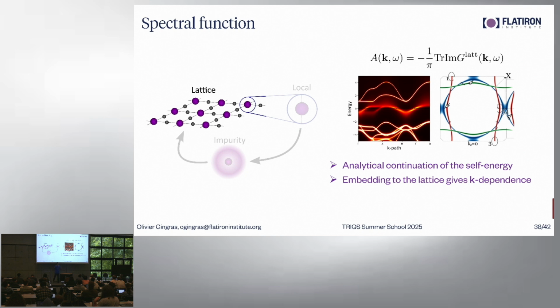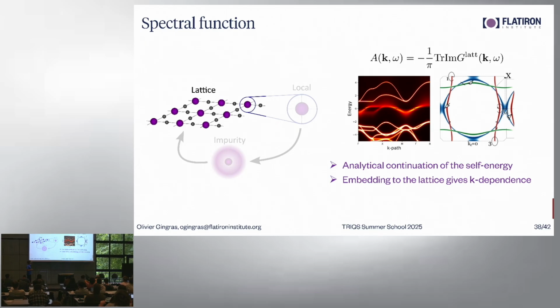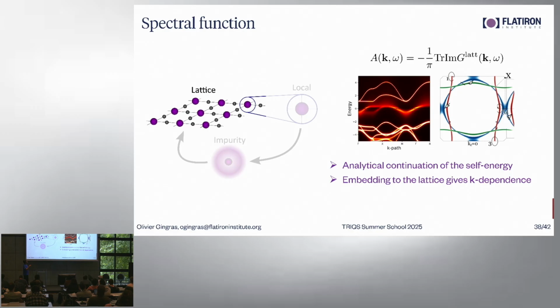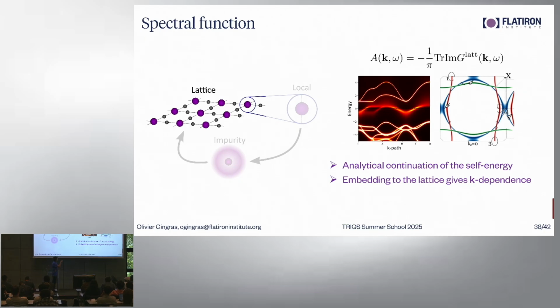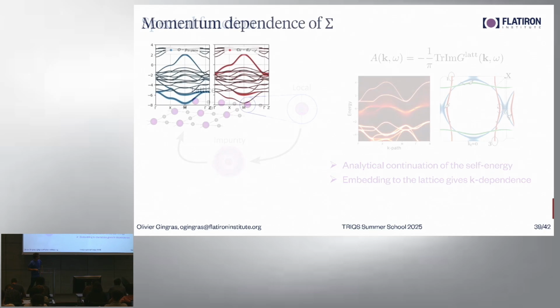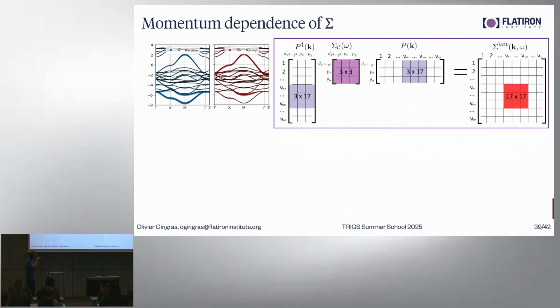All of the other quantities you've computed, like the Z, the renormalization, are kind of the same as in the model. The point is that if you're interested in the lattice, you need to upfold your self-energy and construct the lattice Green's function, which is different from the models. And as I stated before, embedding to the lattice gives k-dependence to the self-energy. So if we look at this case of the self-energy on the lattice, even if it was momentum independent, it becomes momentum dependent on the lattice.